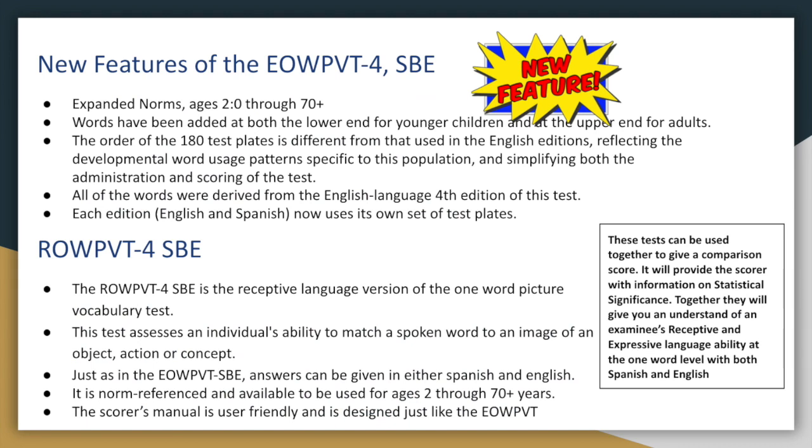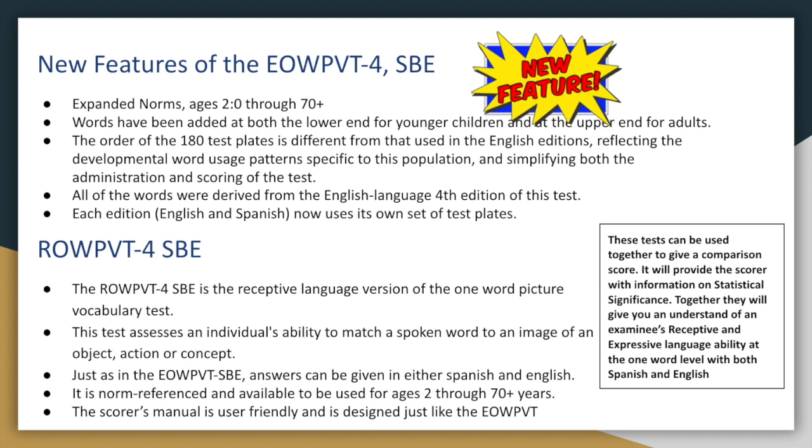The new features of the EOWPVT-SBE include expanded norms, which go from ages 20 through 70 plus. The words have also been added at both the lower end for the younger children and at the upper end for adults. The order of the 180 test plates is different from that used in the English editions, reflecting the developmental word usage patterns specific to this population, and simplifying both the administration and scoring of the test.